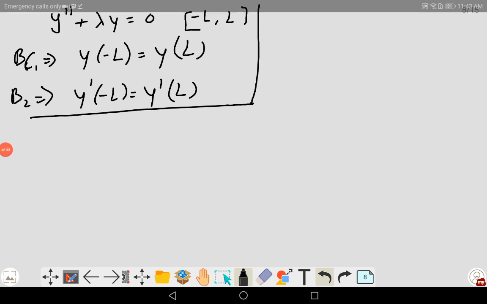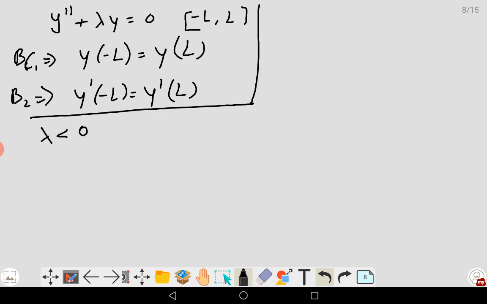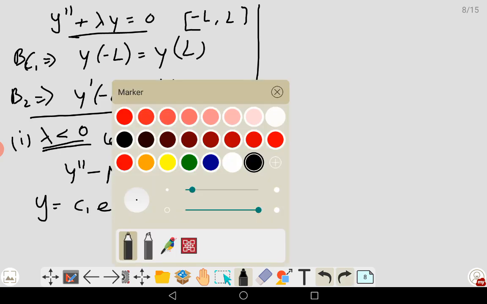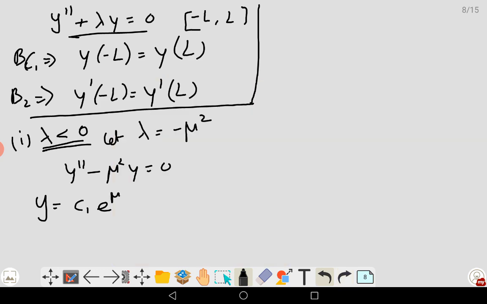Okay. As usual, there are three cases. First case, lambda is negative. Therefore, let lambda be negative mu square. So what happens in this case? It will be y double dash minus mu square y is equal to 0, and the solution is already known: c1 e raised to mu x plus c2 e power minus mu x.